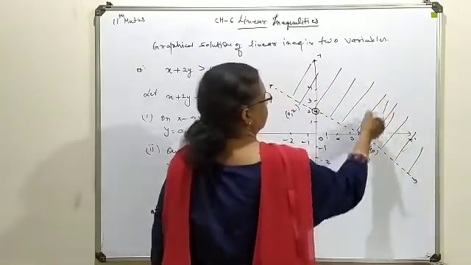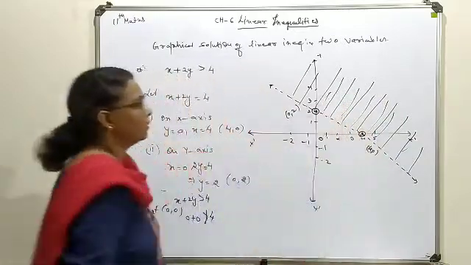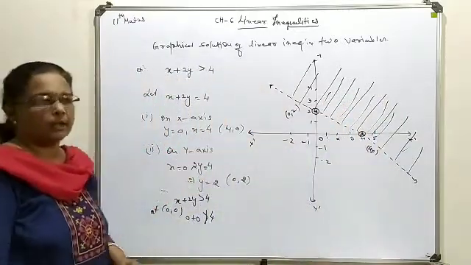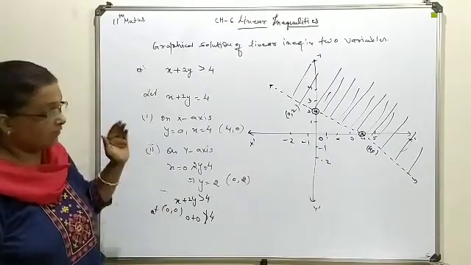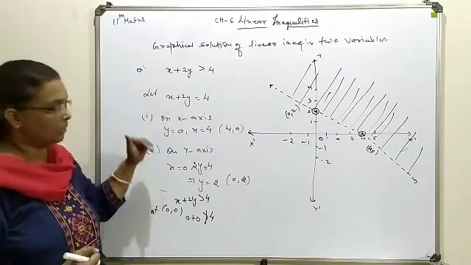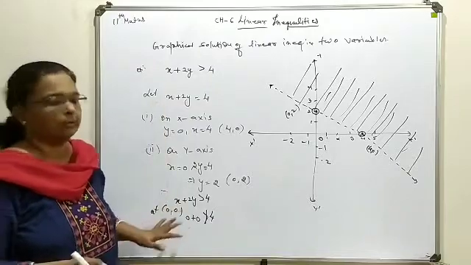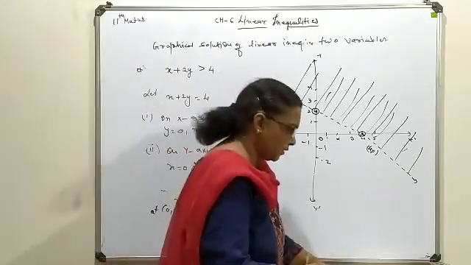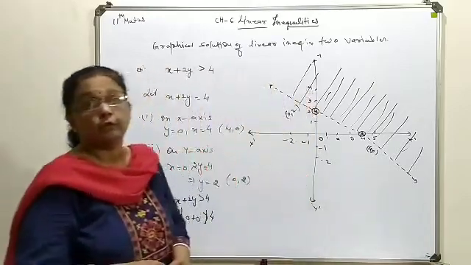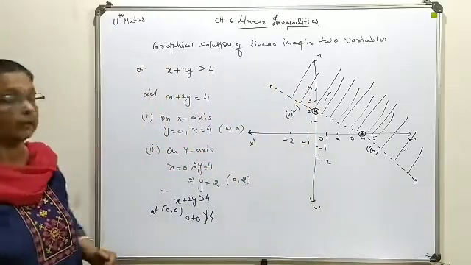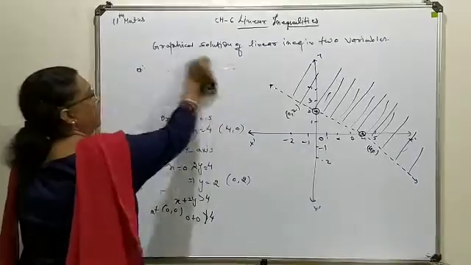So this way the shading of the region will take place when you have the opposite side with respect to the origin. So this is the second category that you have to discuss. Now we discuss here the third category, in which only a single variable is available to represent any line and the region regarding that.